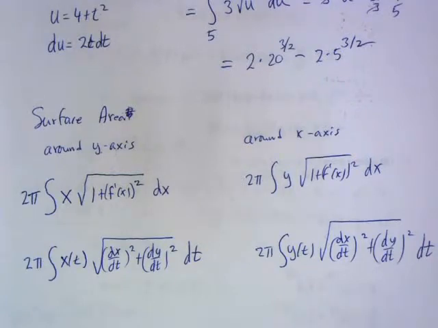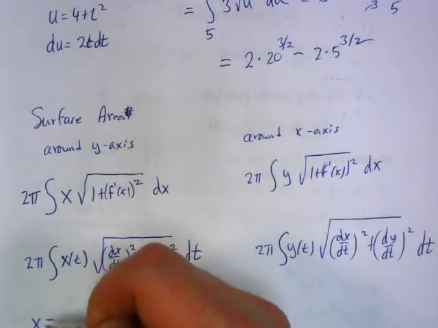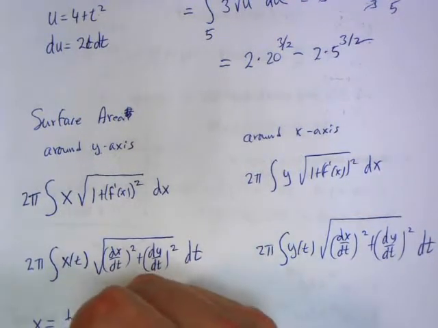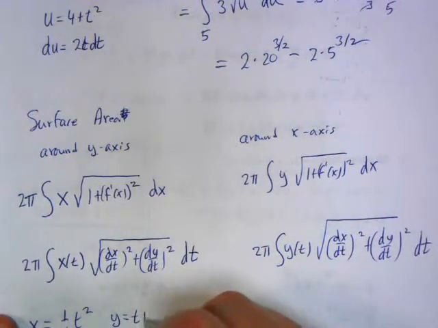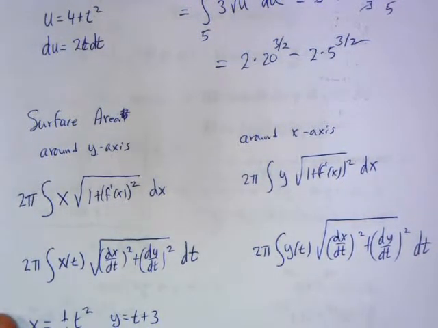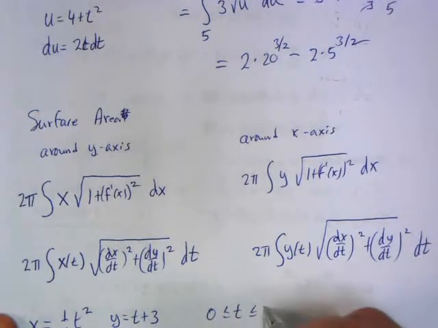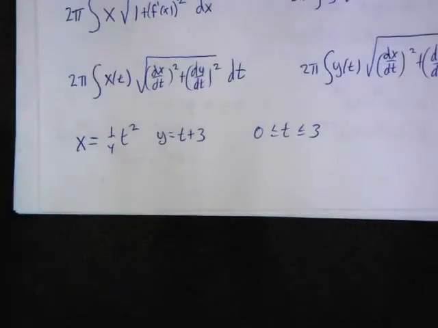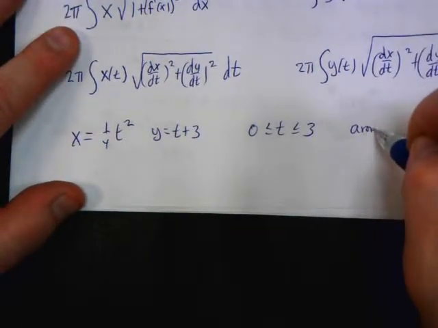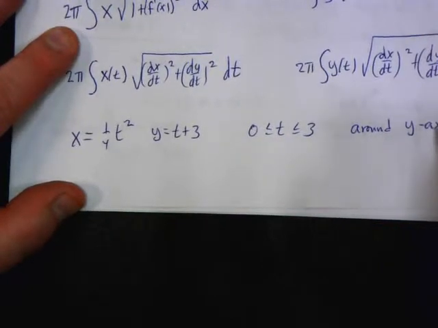Correct. So a typical problem is going to look like: x equals 1/4 t squared, y equals t plus 3, and we're going from 0 to 3. Which axis do you want to spin around? I'll pick one. Let's go the y-axis.